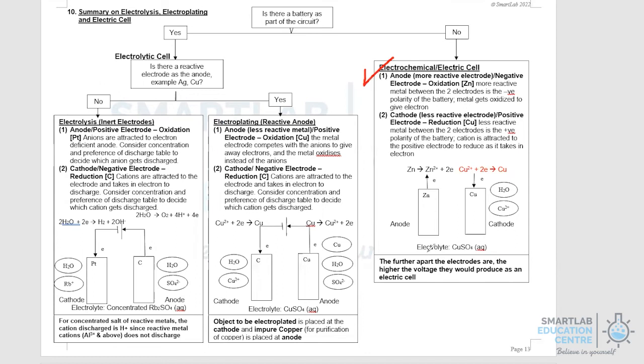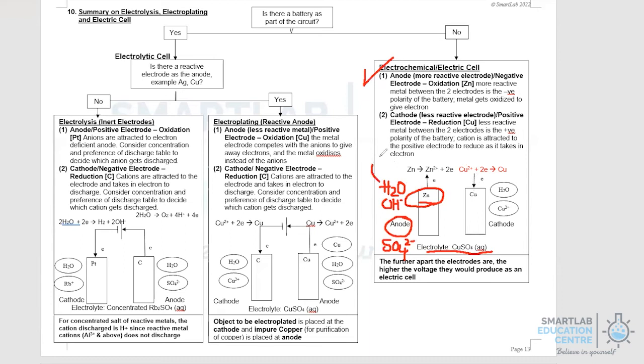So in this example, we have the electrolyte as copper 2 sulfate. The anode is the one that oxidizes, which means the more reactive metal, zinc, will oxidize in this case. Or otherwise, what we could deem is that water, OH minus, and sulfate are at the anode, and the species with the most negative standard electrode potential value would oxidize.